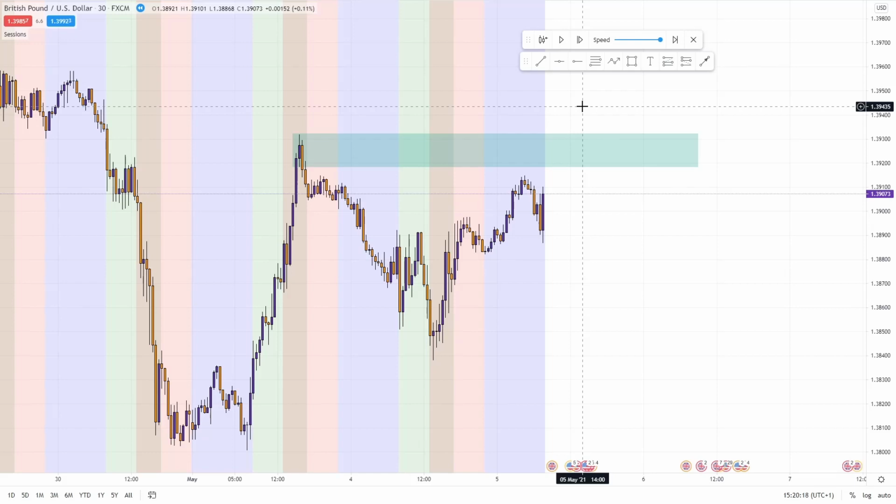Now, I didn't actually narrow my area down much further than this because I do look for specific confirmations once we're in our point of interest, so having a slightly wider point of interest even is quite useful to me.